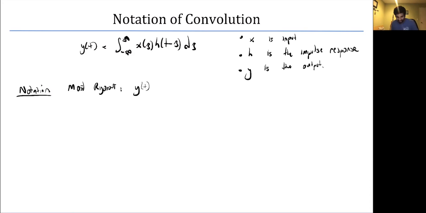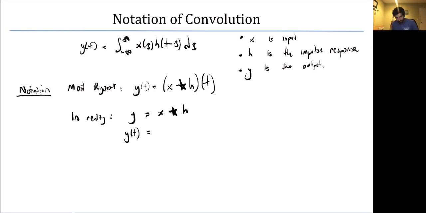Y of t equals x star h, which is a new function of t. In reality, nobody writes it this way, except maybe in some academic papers, but people will generally write it as y equals x star h, and everyone will know what you mean, or equally y of t equals x of t star h of t. So as you can see, convolution gets the notation of star.